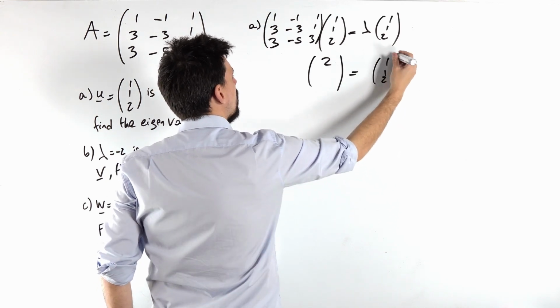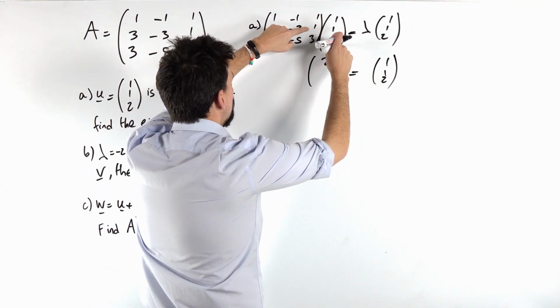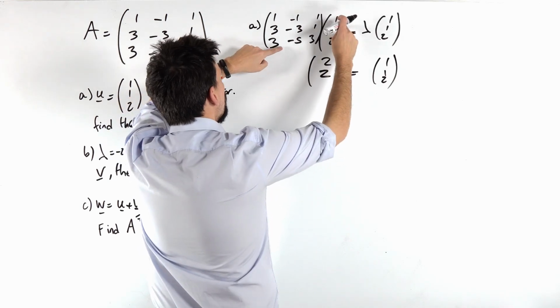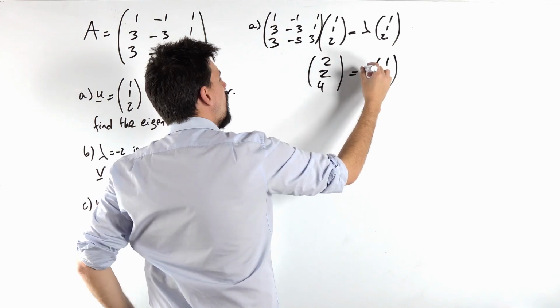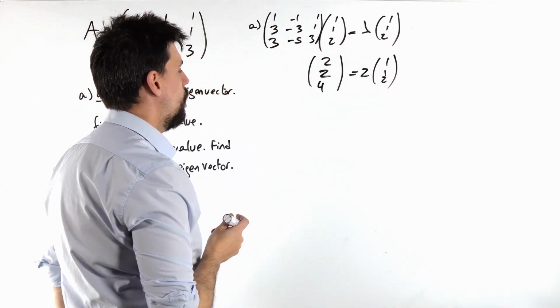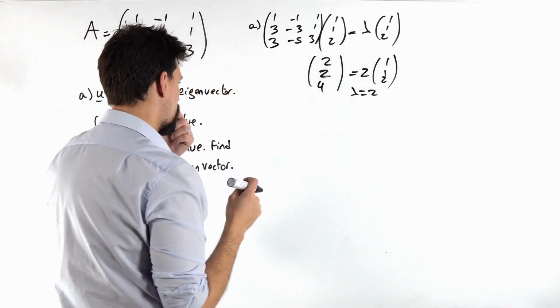But let's just make sure. 3 minus 3 is 0, plus 2 is 2. 3 minus 5 is minus 2, plus 6 is 4, and that is 2 times 1, 1, 2. So my eigenvalue is 2.